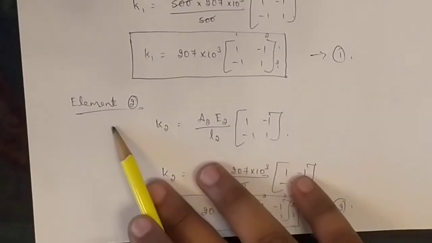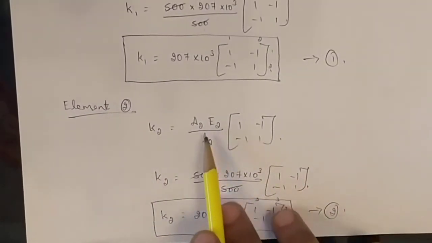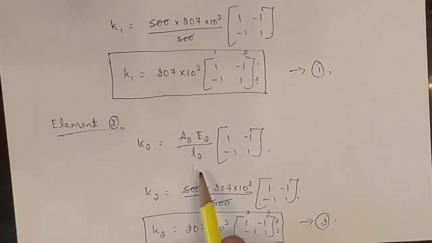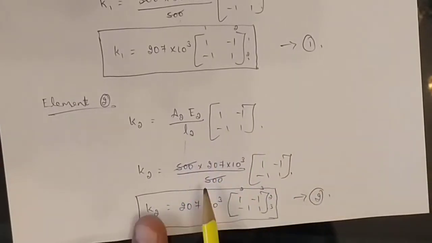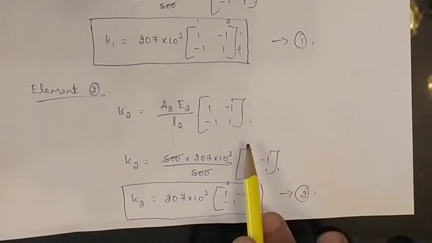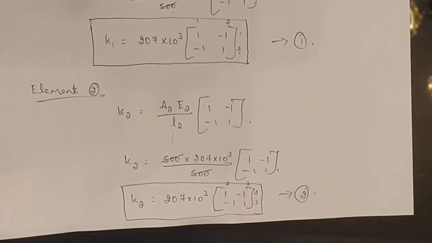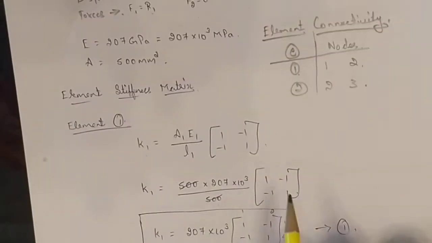Next go to element 2. K2 is equal to A2 E2 by L2. Similarly like this: A1 E1 by L1, here A2 E2 by L2 into [1 -1; -1 1]. AE both are the same in both the equations. Substitute the values, cancel it, write this, you will get one more stiffness matrix. So here your basics come into the picture. When we were discussing in module 1, I told you the steps in FEM. There in the third step we said element stiffness matrix. So this is the element stiffness matrix.